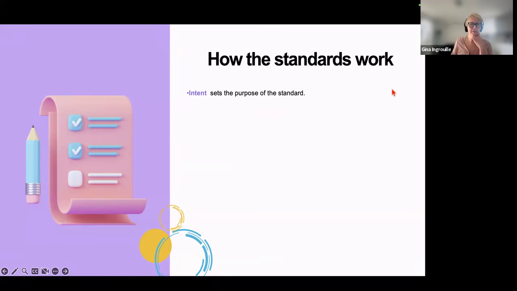And this is very much not dissimilar to the aged care standards. They started with an intent and so on. So I'm not going to say it's going to save the day, but it's nice that it's done, and I think it's helpful. So the intent sets the purpose of the standard.